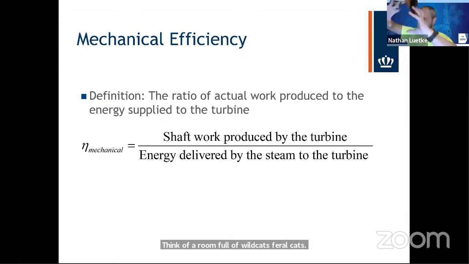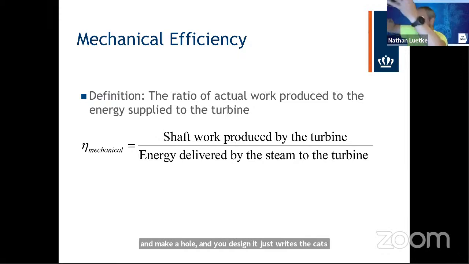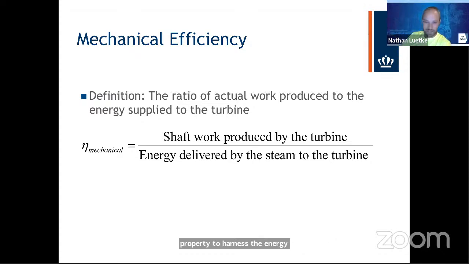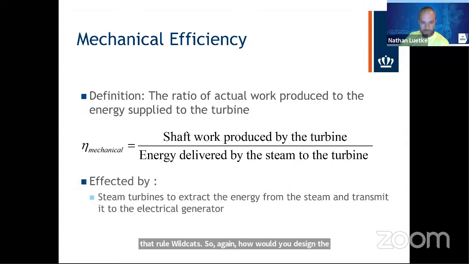But if you take that room and rotate it upside down and make a hole, and design it just right so the cats all slide down a little chute one by one, well, now that's a lot more organized energy release. If you can design a turbine to take that wild energy coming in and route it so it only goes smoothly past these blades, rotating them, that is designing the turbine properly to harness the energy, to harness that room of wild cats. So again, how you design the turbine will determine how high your mechanical efficiency is.